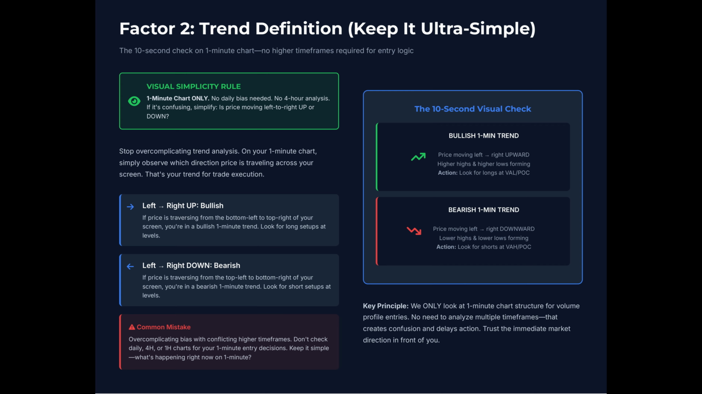Let me emphasize something crucial here. Trend definition is binary for practical purposes. You either have momentum alignment, 2 points, or you don't, 0 points. There's no middle ground worth trading. Why? Because momentum is your friend. Trading with a bullish micro trend when you're long from support dramatically increases your probability of success.